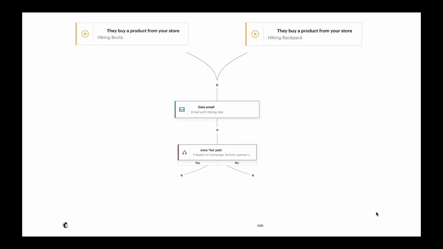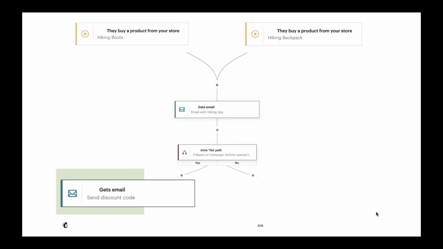So let's break this down. Keeping our hiking products example in mind, remember that we're sending all of these people a follow-up email with our hiking tips and other products to purchase. We can introduce branching here to then send different emails based on their interactions with that message. For example, we want to separate communications to someone who opens that email versus someone who doesn't. So here on the left, we can send a message with a discount code to everyone who opened the email. And this will hopefully encourage them to make a new purchase.